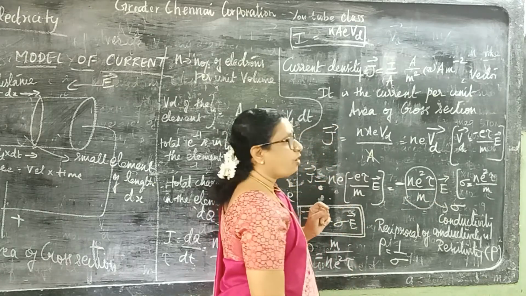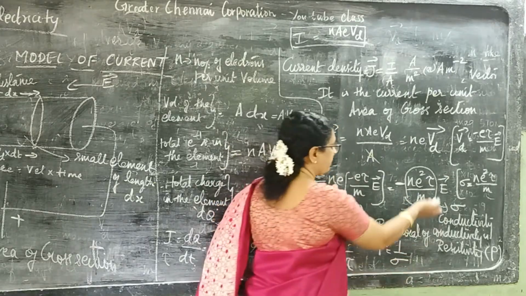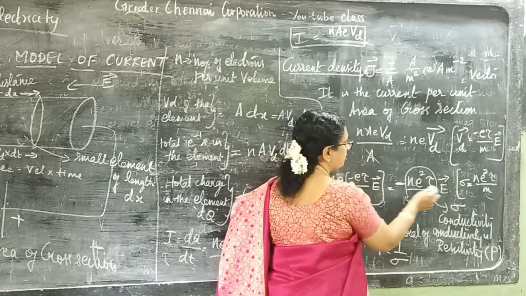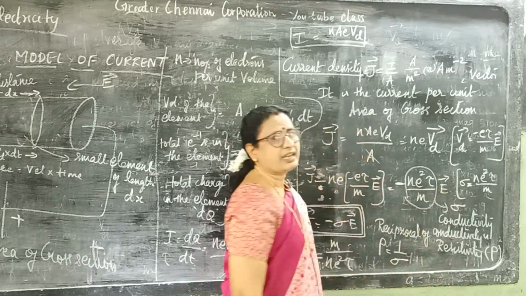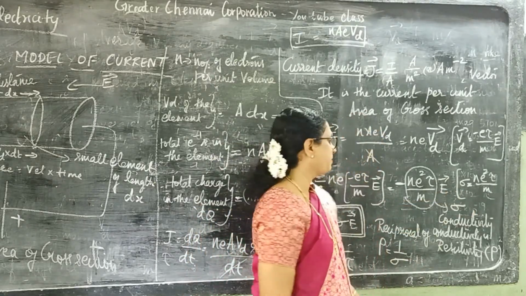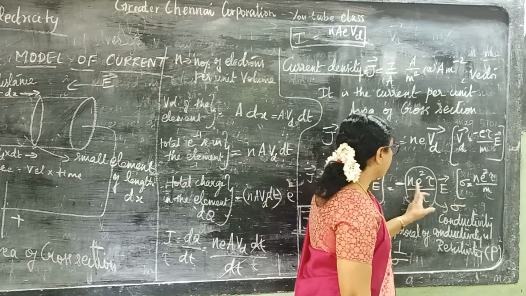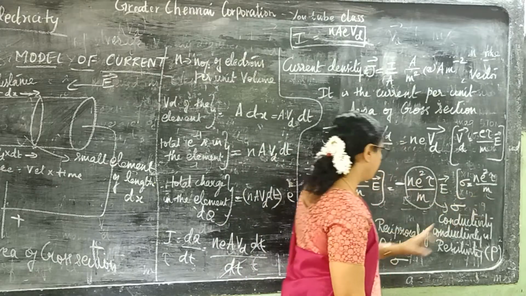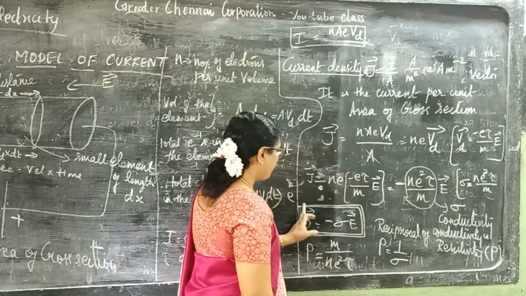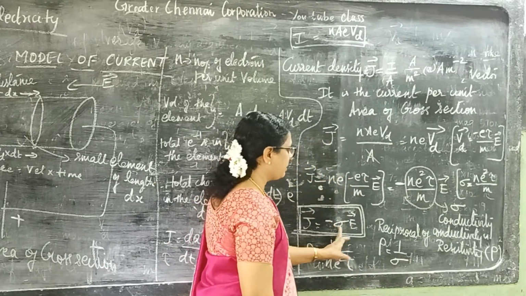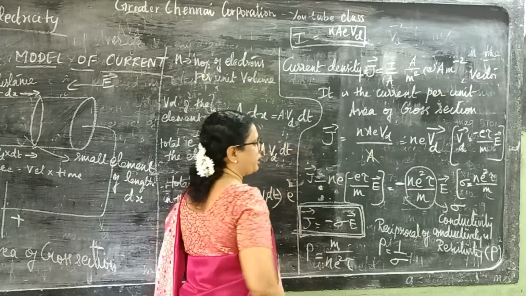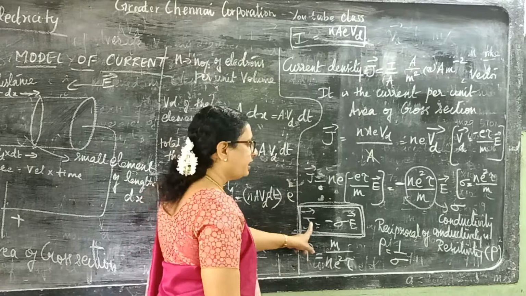Now again, what we did for mobility, keeping the variable E outside, all other quantities are constants. So this constant is nothing but the conductivity of the substance, denoted by the letter sigma. Sigma is equal to n e square tau by m. So sigma is called the conductivity. So J vector is equal to minus sigma E vector. This is the very important expression. This is the microscopic model of the current.